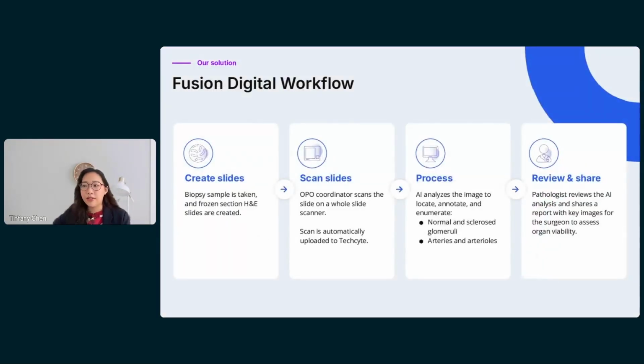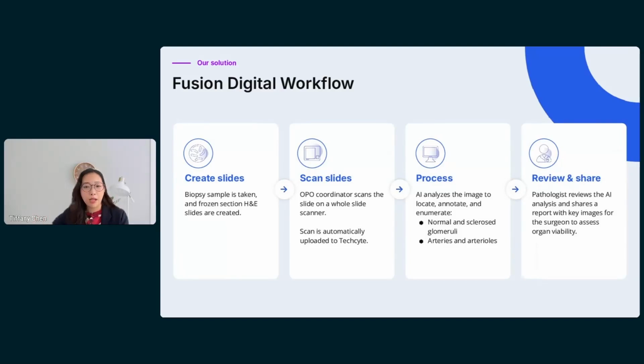So first, I will just give a brief overview of our process. This is the digital workflow superimposed onto the transplant workflow that Dr. Campsen just shared. If you're not familiar, Fusion is our digital pathology platform meant to streamline and really augment pathology workflows. And if you're interested in learning more about the solution, we do have a few webinars that have been previously done to go over the different features.